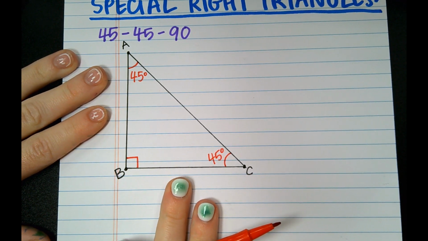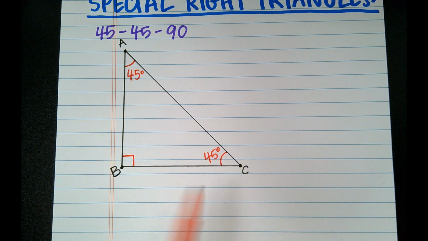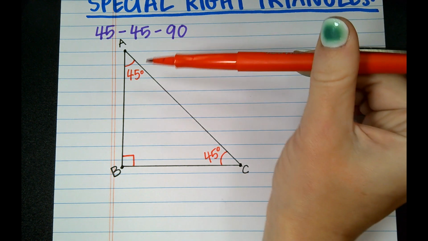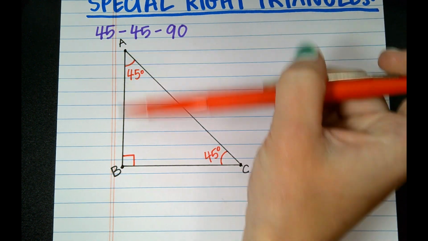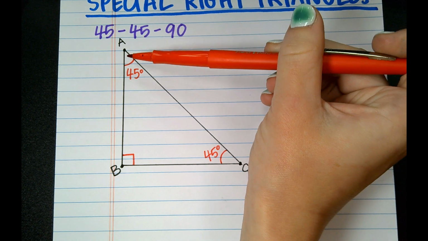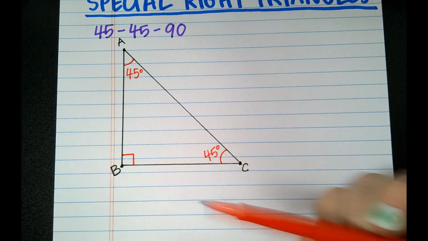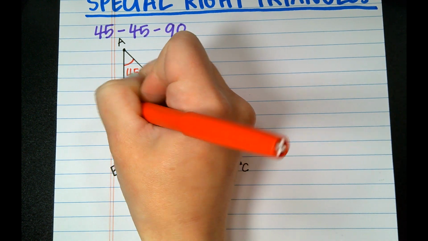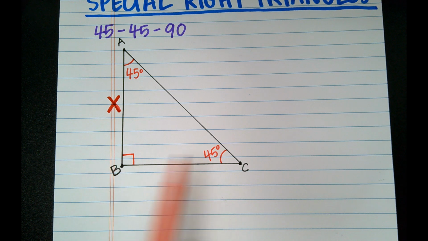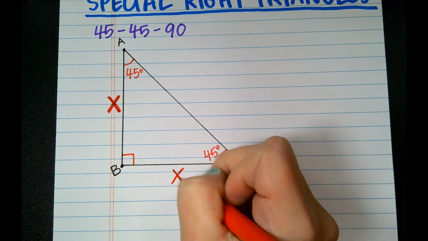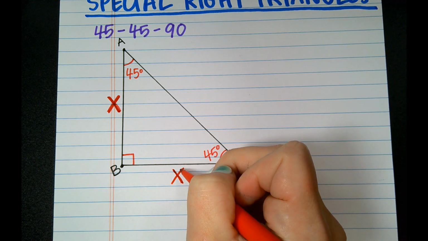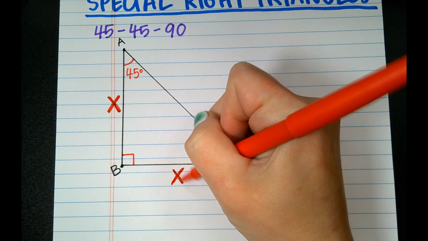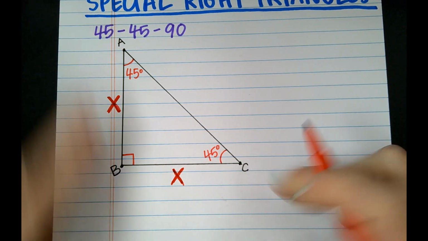Now, we should be close to this point. We've got our angles labeled, so now let's do our side lengths. From A to B, you can look at your do now if you need to. What is the side length labeled as? X. And that will always be X. From B to C, what's that side labeled? Also X. Good. They're both X because they're both directly across from 45 degree angles, just like that.